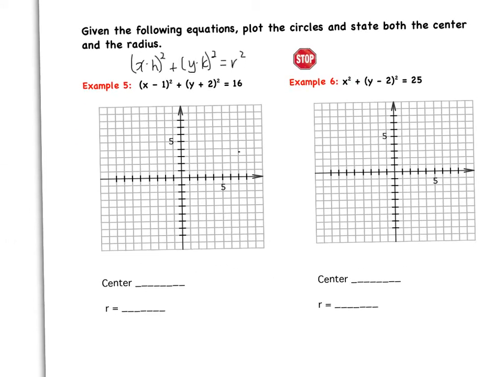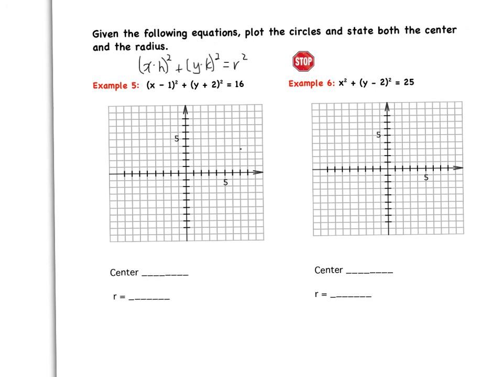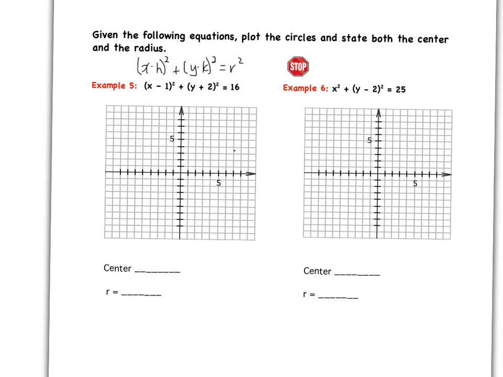So let's move down now. And to identify the center, h is 1, and k, well, we have y plus 2 instead of our standard equation y minus k, but we can always change that to say y minus negative 2, or just think I need the opposite. So the center is 1, negative 2. Our radius squared is 16, so our radius is the square root of 16, or 4.